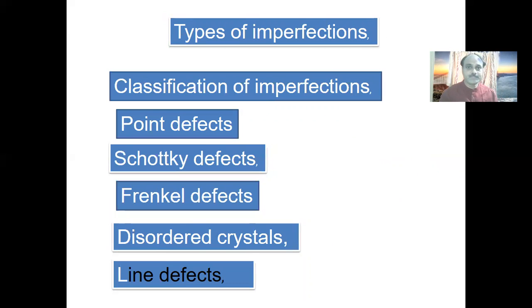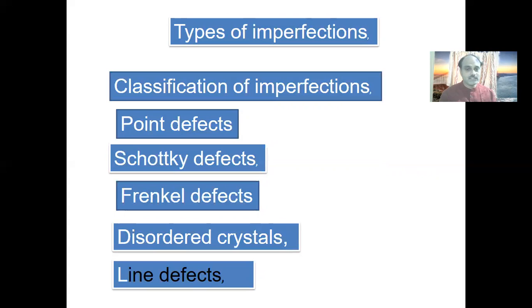Then types of imperfections. How do you say that when the crystals are perfect solids? It is a continuation of the solid studies. When you say the crystals are perfect arrangements of the atoms in three-dimensional arrangement, apart from this perfection, there are also some imperfections or defects that can be experienced by the solid structures. And what are the classifications of imperfections? There are different types of defects called point defects, Schottky defects, and Frenkel defects.